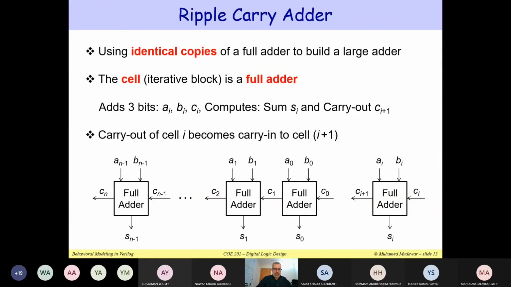Now, let me show you more examples before we leave today. We have already seen this example before, so I'm not going to spend time on this. Remember the combinational circuit design, I talked about the ripple carry adder. So basically we're using identical copies of a full adder to build a large adder. The cell here is my full adder, and basically you are connecting these full adders.